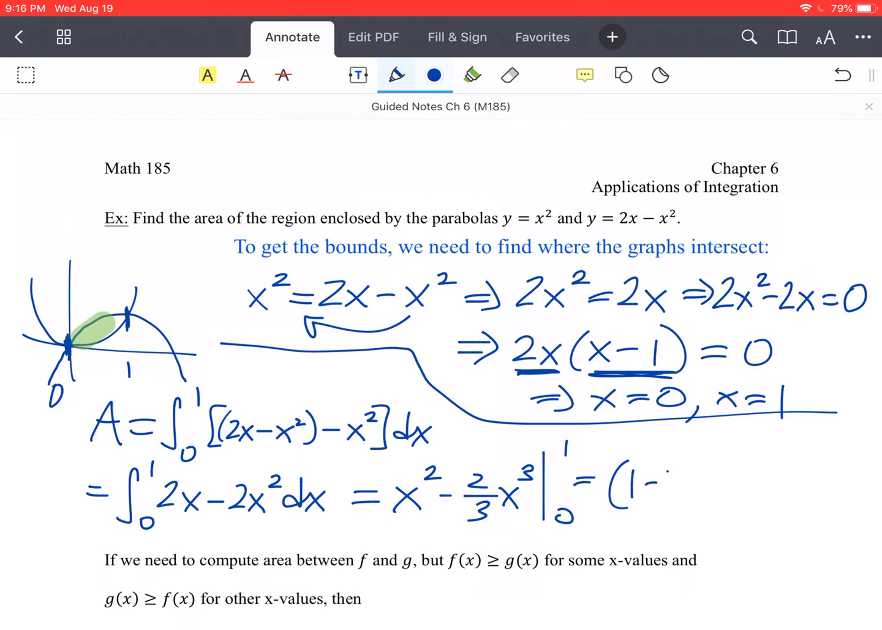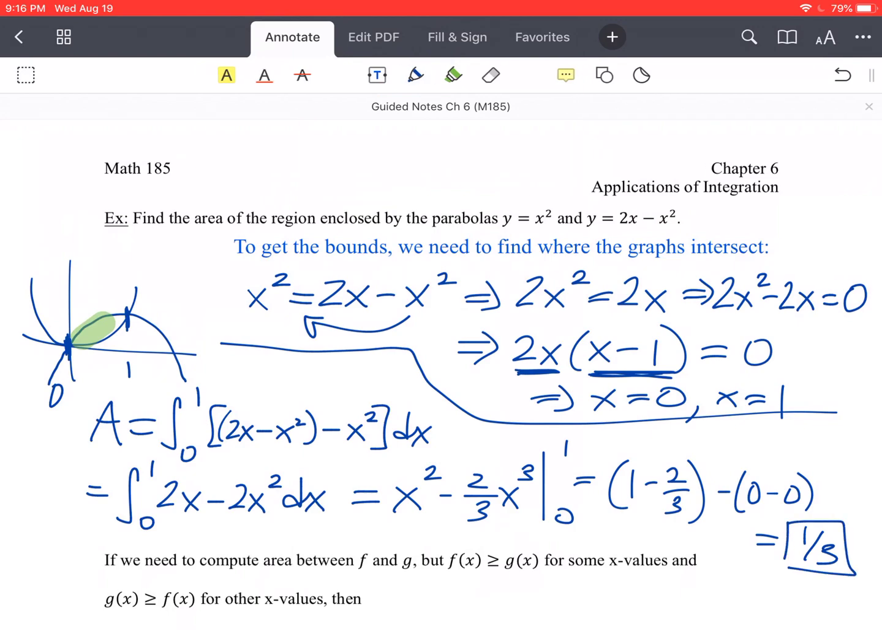That's going to be 1 minus 2/3 minus 0 minus 0. So I'm not going to get too much out of that one, but we end up getting the value 1/3. Okay, so the area of that region between the two parabolas is 1/3 exactly.